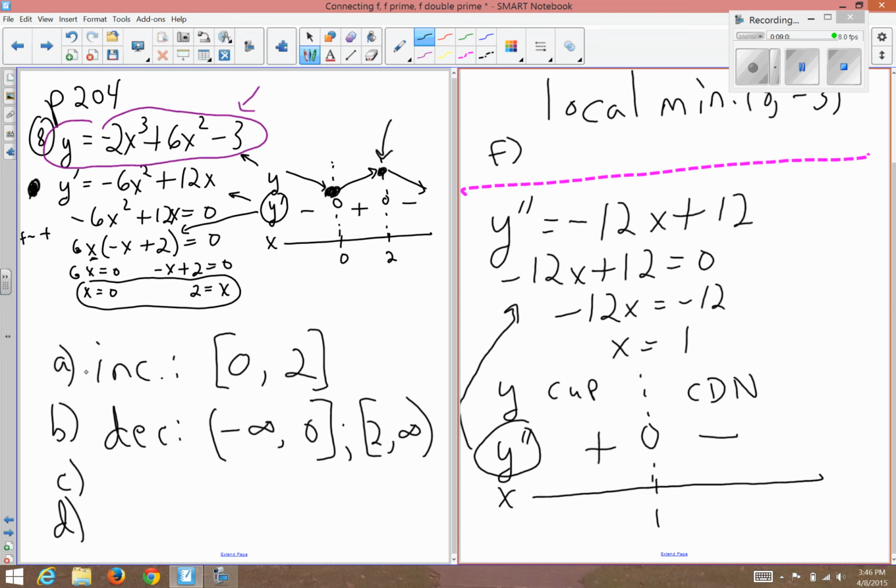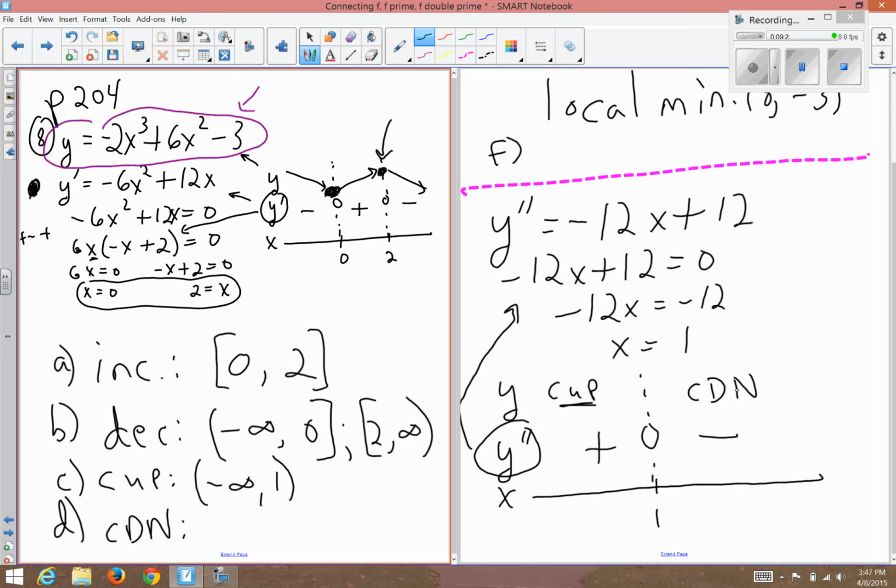Back in the questions, part C, find the intervals on which the function is concave up. That's from negative infinity to 1. And these all get round parentheses, no squares. Concave down, CDN, concave down is here. That's from 1 to infinity.